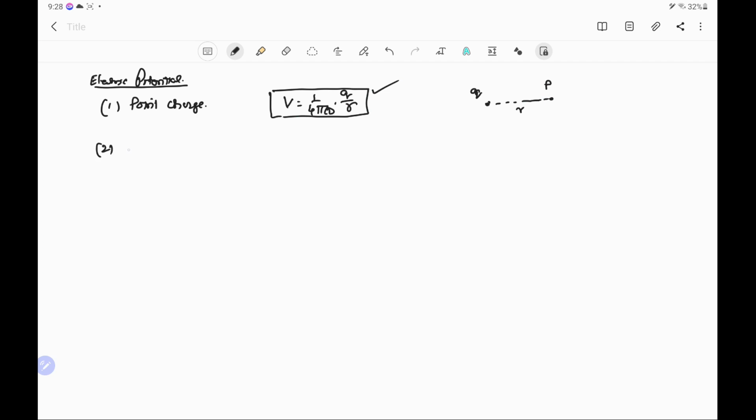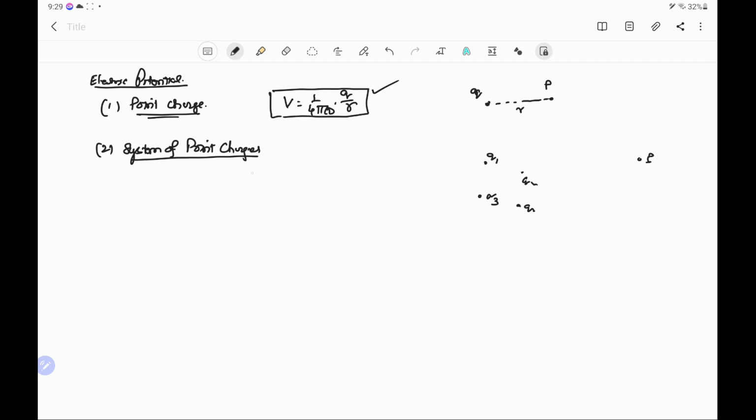Second is a system of point charges. That means there are a number of point charges because of which we can find the electric potential at a point P. And this is using the superposition principle. It means if there are a number of charges, say Q1, Q2, Q3, Q4 and so on, and at a particular point P we have to find the electric potential, we have to use the superposition principle, in which we find the electric potential due to the individual charges. Then finally, summing up all the potentials, we get the final potential.